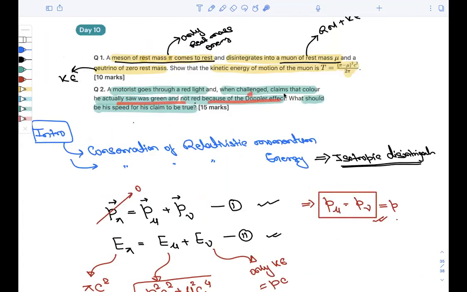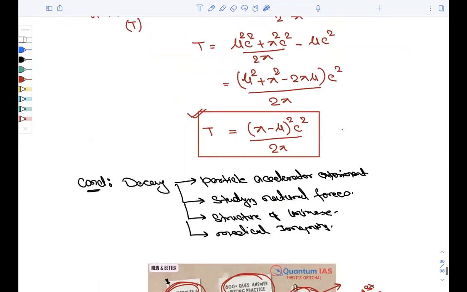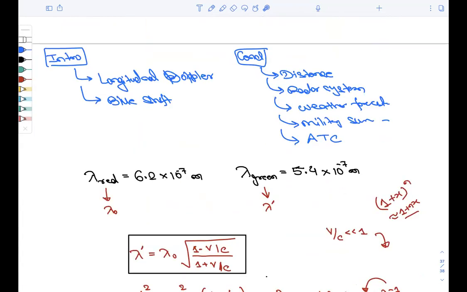right? This is the excuse that we make to the traffic police, right? When we jump the red signal, that I have seen it was green, now it is red. So let me tell you, if you are making these excuses to traffic policemen, what should be your speed to say that I have seen it green, but it was red? So in introduction, you have to write about the longitudinal Doppler effect, right? And the blue shift, because instead of red, it is seeing the green. Okay, that too you can write.